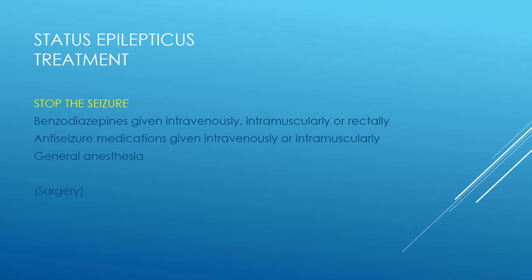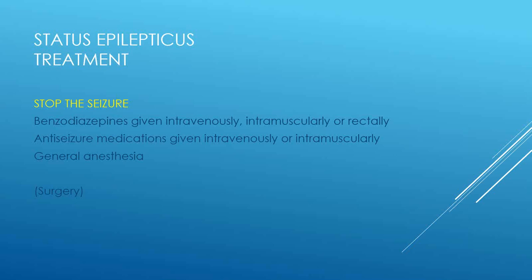Benzodiazepines are a group of medications that act very quickly, and they can be given either intravenously, intramuscularly, or rectally. So they can be given at home, in the ambulance, and of course in the hospital. Anti-seizure medications are given intravenously or intramuscularly. Currently they are given in hospital only, but studies are now being done to allow emergency medical personnel to give the first dose of anti-seizure medications in the ambulance. If the seizures do not respond to anti-seizure medications, sometimes these patients are placed under general anesthesia, sometimes for days, in order to try to control the seizures.